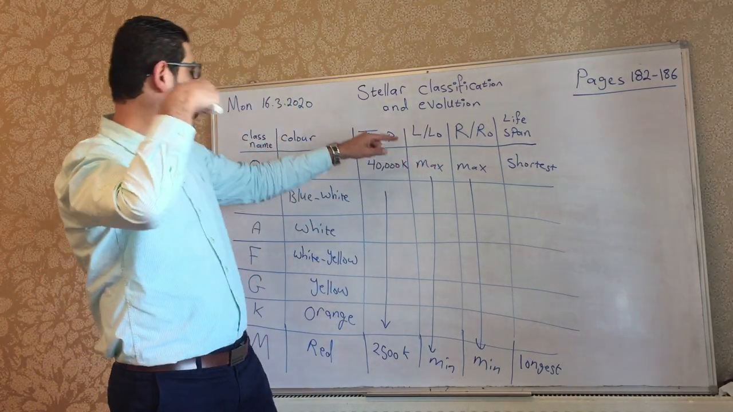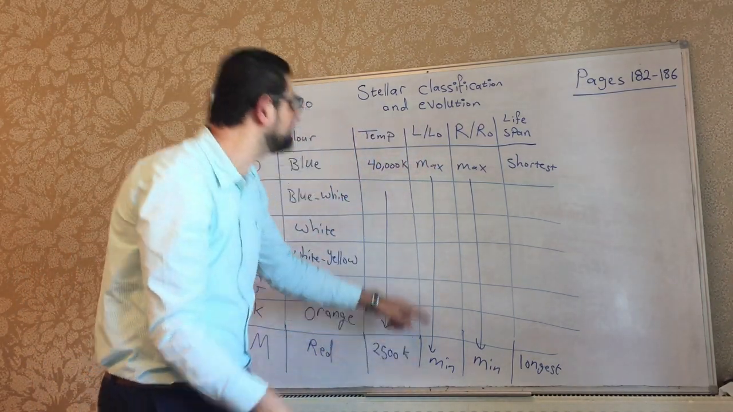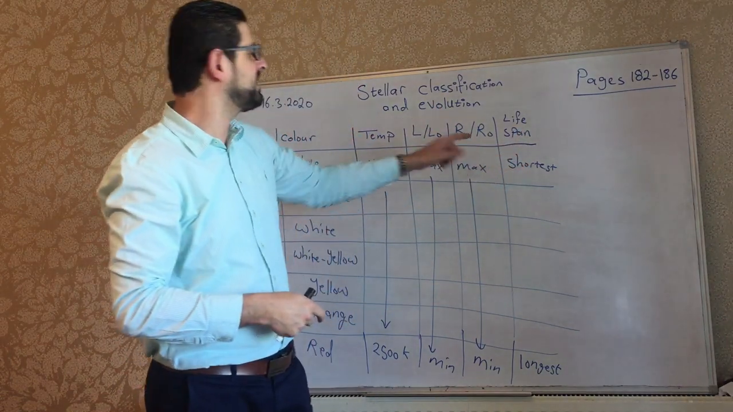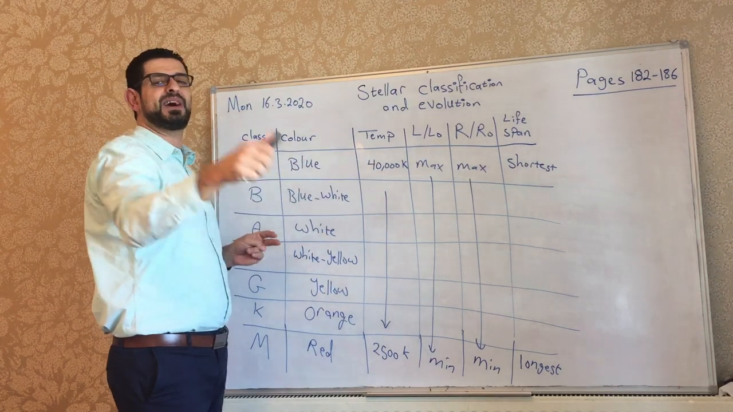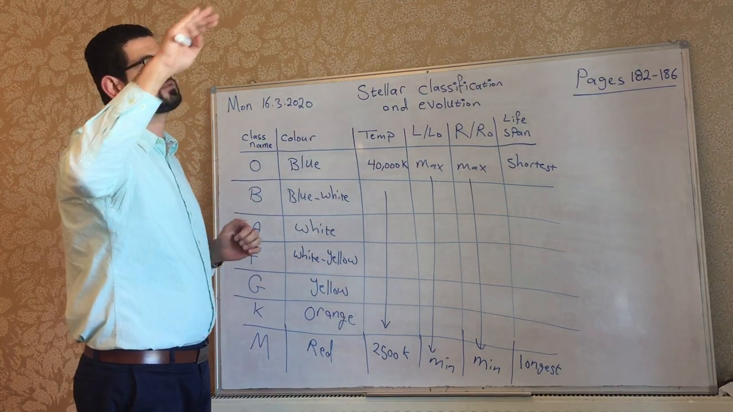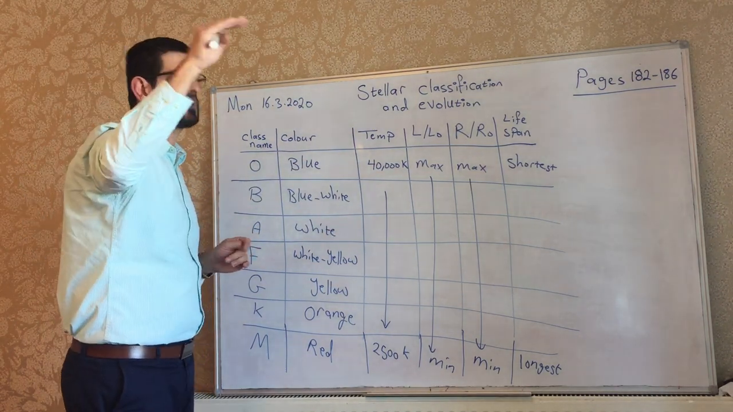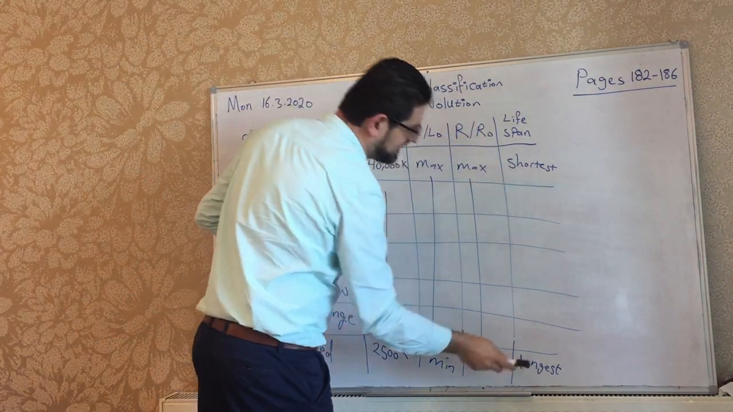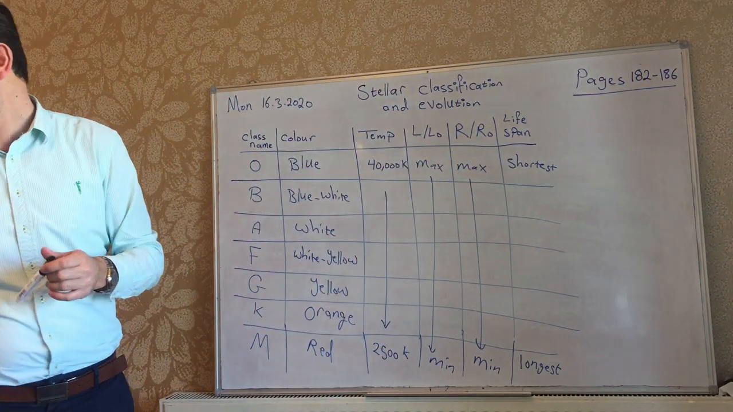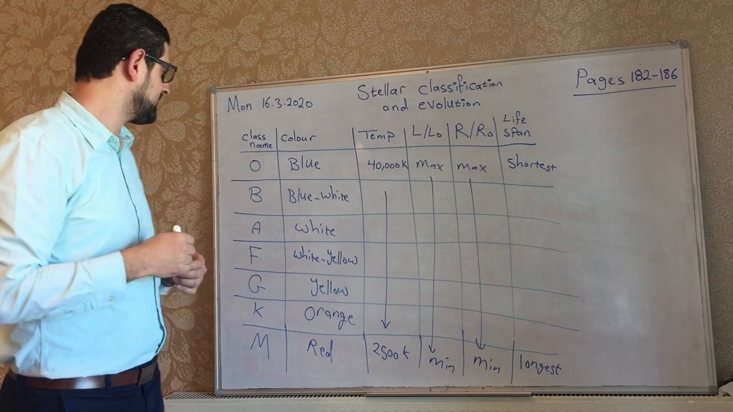Luminosity compared to luminosity of the sun starts at maximum and drops down to minimum. Radius compared to radius of the sun starts from maximum and drops to minimum. Even the mass of the star, compared to the mass of the sun, goes from maximum to minimum. And the lifespan, here it's the shortest and here it's the longest. What do we mean by this? We will talk later on.